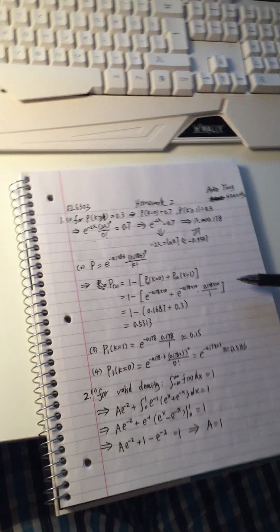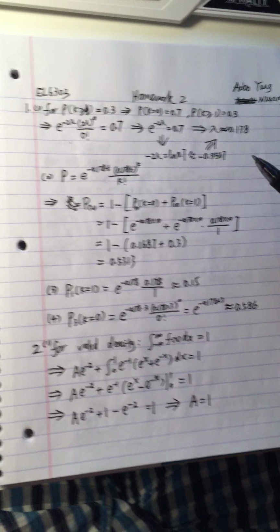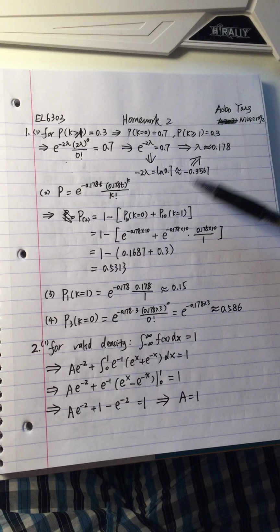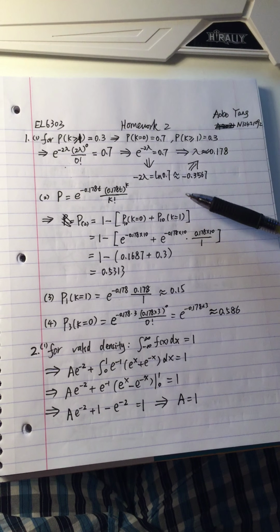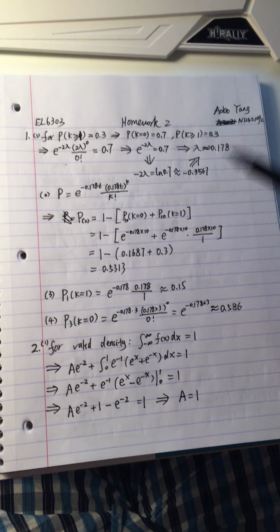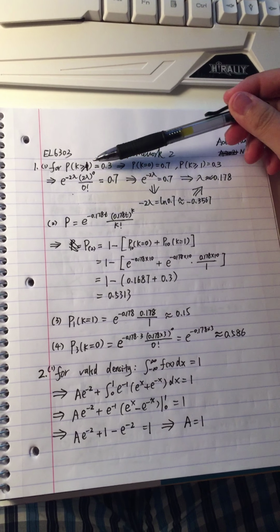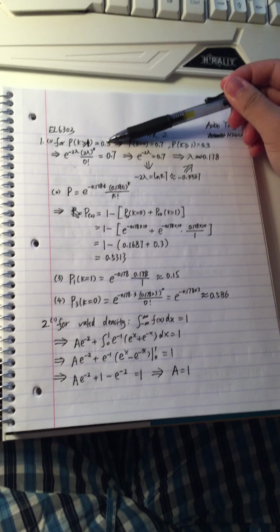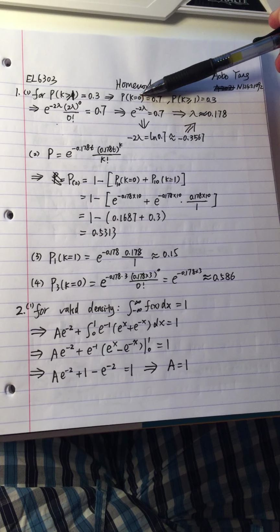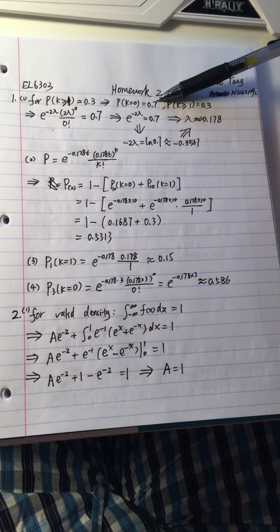So let's see the first question. For the first question, we want to find first the lambda, so that means in 2 minutes at least one customer arrives with probability equal to 0.3. So we can find that because the probability of at least one is 0.3, if no people come, then the probability is 0.7.